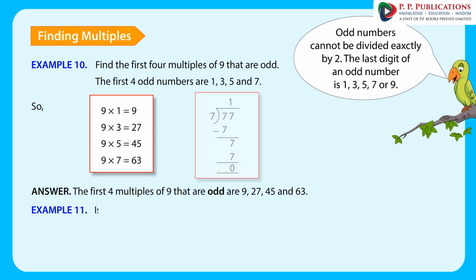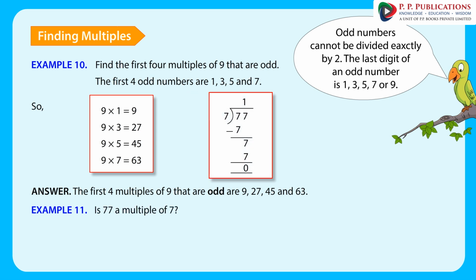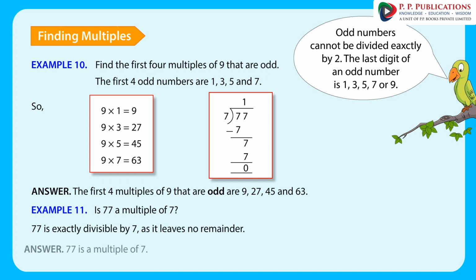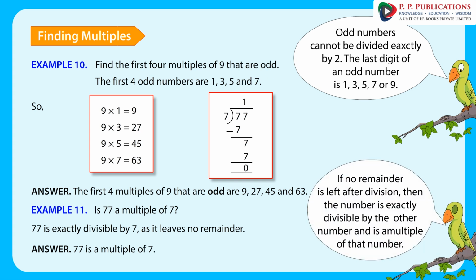Example 11. Is 77 a multiple of 7? 77 is exactly divisible by 7 as it leaves no remainder. Answer: 77 is a multiple of 7. If no remainder is left after division, then the number is exactly divisible by the other number and is a multiple of that number.